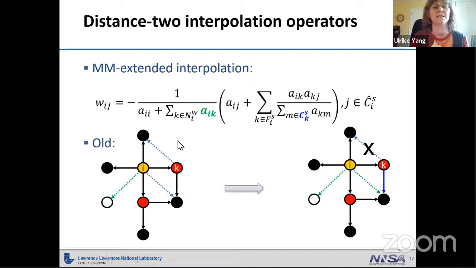This is with the new one, which we call MM extended interpolation, because it's based on matrix-matrix multiplications. And what you can see, for example, is that this weak connection here, which suddenly was included into our strong connections, stays weak, because we have CKS, so we only look at the strong connections of the point K here. And so this totally falls away. So really, these two are different.